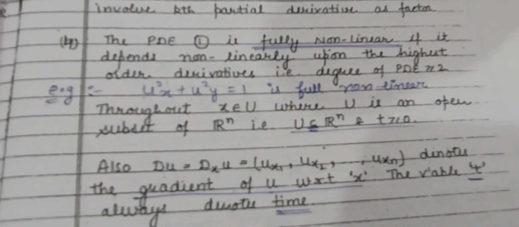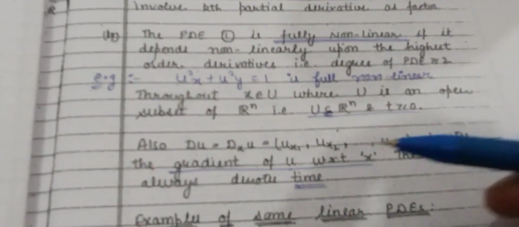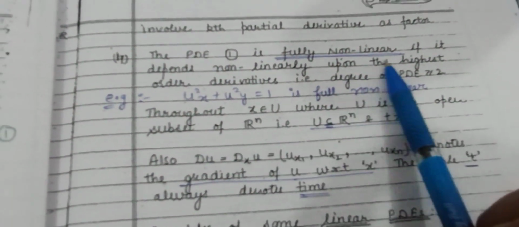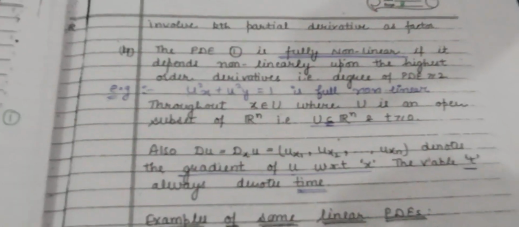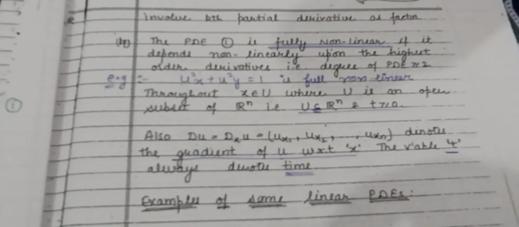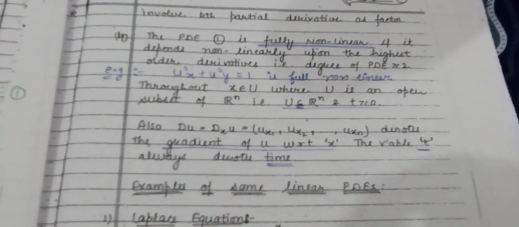Now the third non-linear partial differential equation is fully non-linear partial differential equation. The partial differential equation 1 is fully non-linear if it depends non-linearly upon the highest order derivatives, that is, the degree of the partial differential equation is 2. Fully non-linear partial differential equations depend non-linearly upon highest order terms. That means when the degree of the partial differential equation is greater than or equal to 2, then it is said to be a fully non-linear partial differential equation.